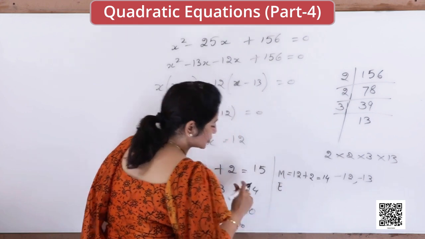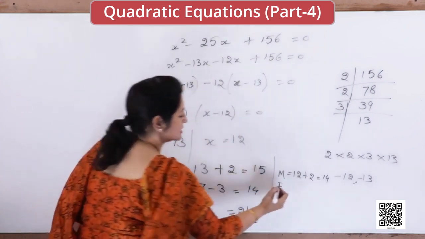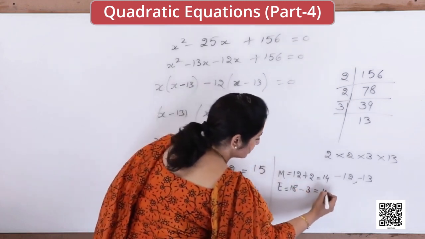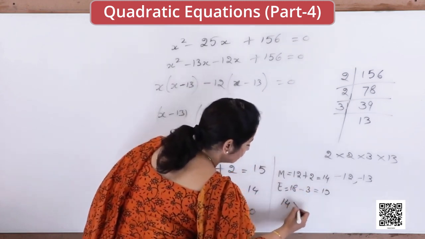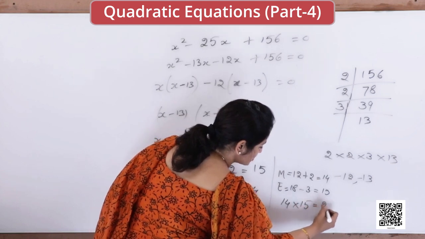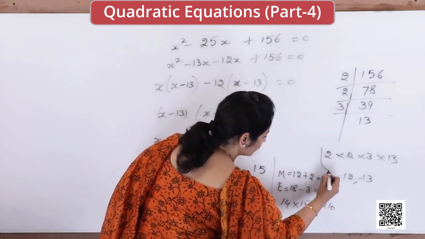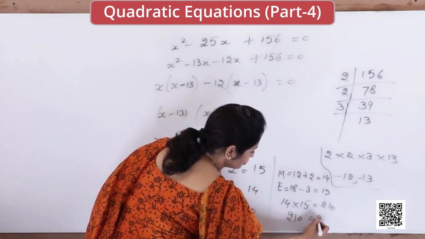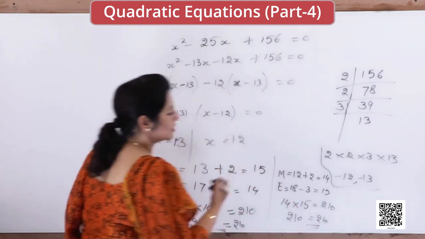And marks in English will be 30 minus 12, that is 18. Subtracting 3 from here, we will get 15. Again we have 14 multiplied by 15. It should be equal to 210. And yes, we know 14 into 15 is equal to 210. So this is also correct.